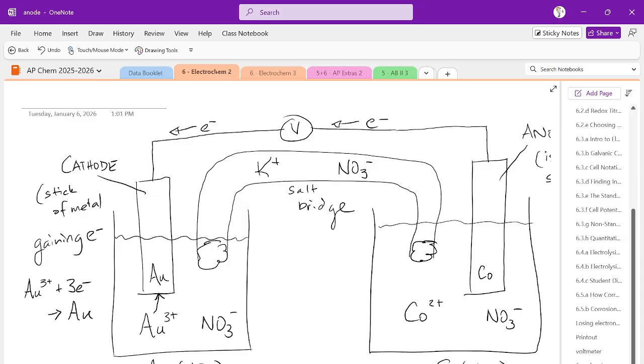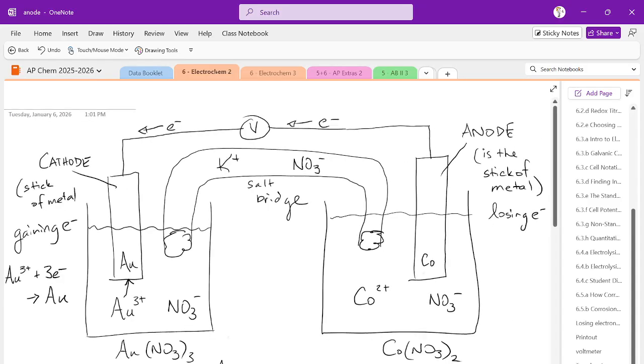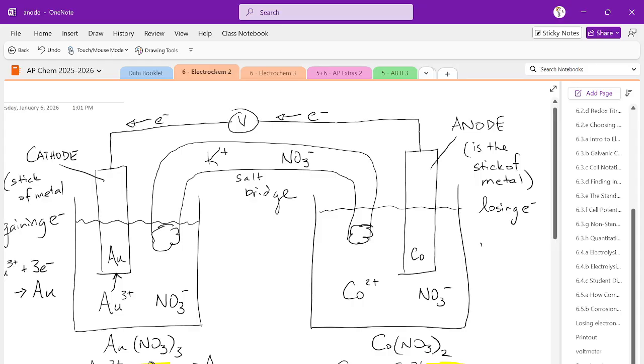Yes? Our cobalt half reaction is Co goes to Co2 plus 2 electrons, which means that the cobalt is coming off of the solid cobalt and turning into cobalt ion. So I can show the motion of those ions. I can show the motion of the potassium.